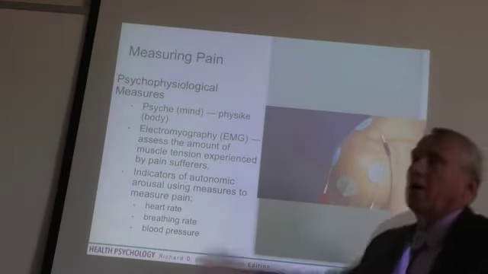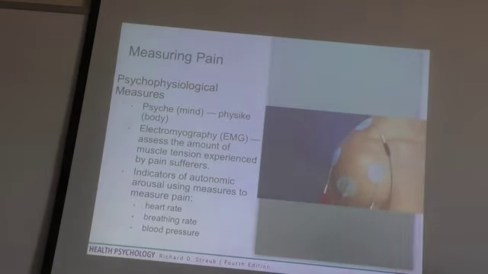We can also look at your heart rate. If your heart is beating very, very rapidly, that means that the body is trying to send blood to the area to cure it or to take care of the problem. We can watch your breathing rate. When people are in pain, usually they take shallow breaths. Their breathing also tends to be fairly rapid. Your blood pressure, of course, goes up.